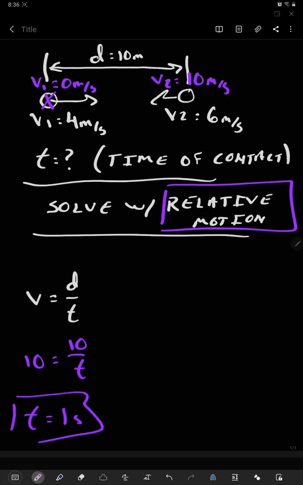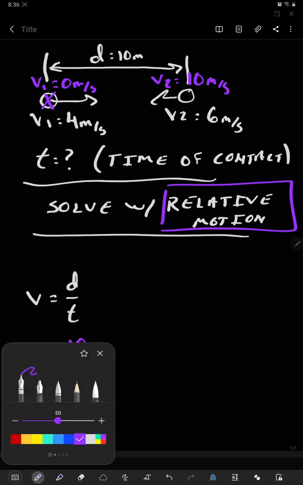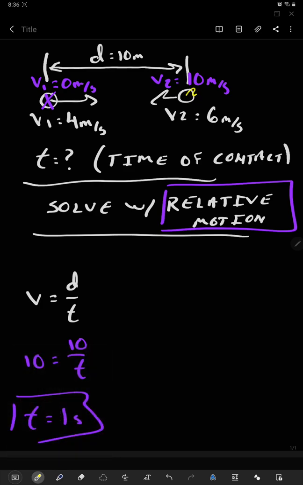I can do the same thing. Let's do another color. We'll do yellow. From object 2's perspective, this is going to get sloppy, but that's all going to be yellow. Again, we're looking at relative motion. From object 2's perspective, they're going 0 meters per second, and they would measure me coming at them at 10 meters per second.